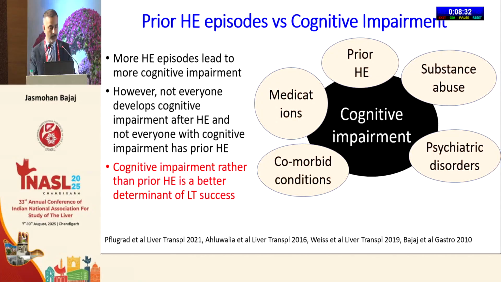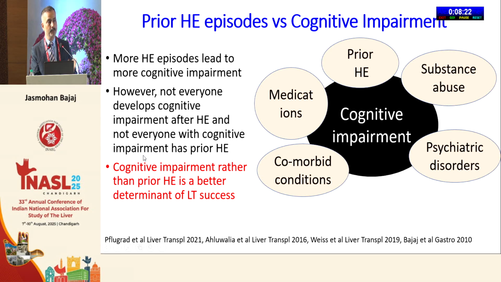So what are the determinants of recovery and prognosis? As I said, more HE episodes lead to more impairment, but not everyone with HE or cognitive impairment will develop all of this.